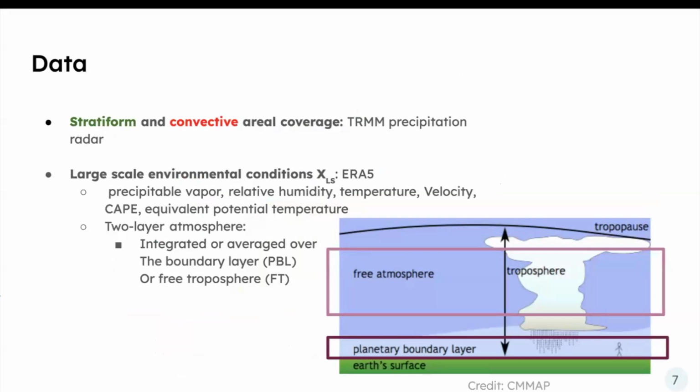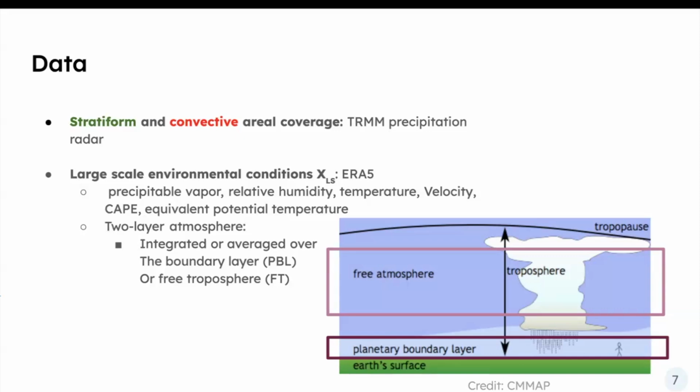I'm looking only over the tropics, so 20 south to 20 north, and I'm picking 4 different regions, 2 oceans and 2 land. And then for my environmental conditions, I'm going to refer to them as X of larger scale. I'm using ERA5 data. Everything is regridded to 2 by 2 degrees.